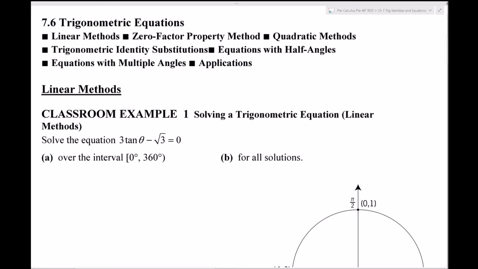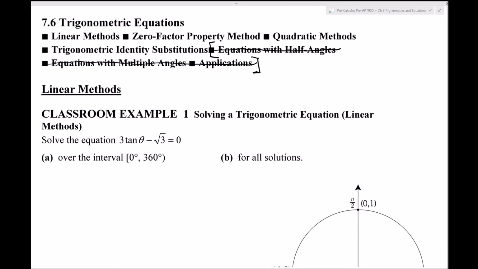For this particular one, there's quite a bit of stuff that we're not going to cover. So we're not even doing all of 7.6. We're going to cover up to where it says trigonometric identity substitutions. So from here on out, these are going to get cut out. So those I won't give you homework over or anything like that. So we'll start off with linear methods.